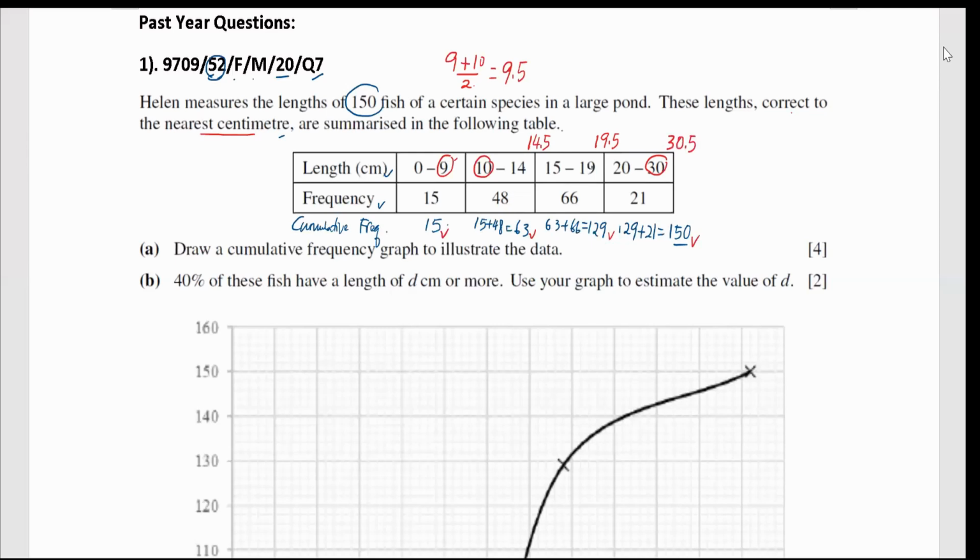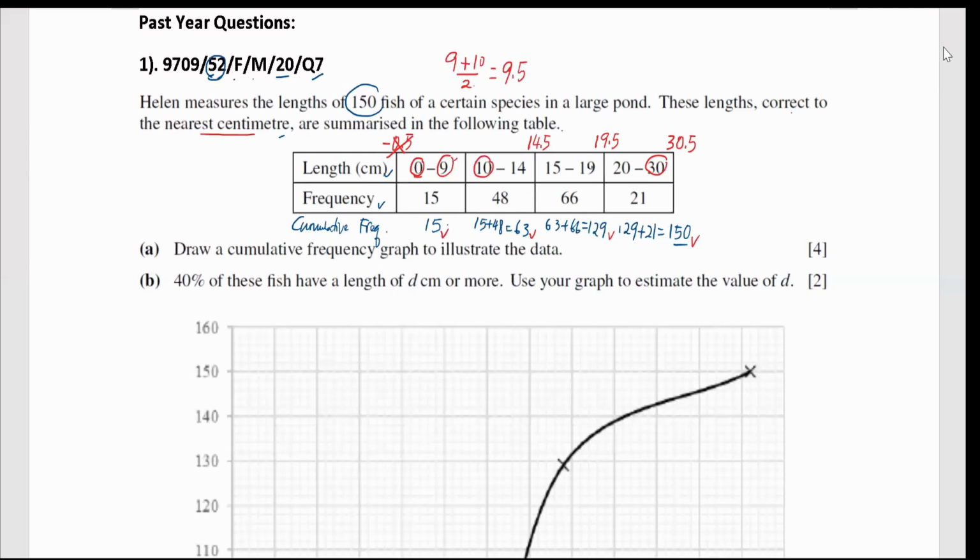What we need to find out is the first interval, the lower limit is 0, right? Based on our calculations, we should get negative 0.5 here. But based on the nature of this question, this is talking about the length of fish, and since this is a real life example, we are not supposed to have negative length, correct? So instead of taking negative 0.5, we will just take 0 as the lower boundary for the first interval.